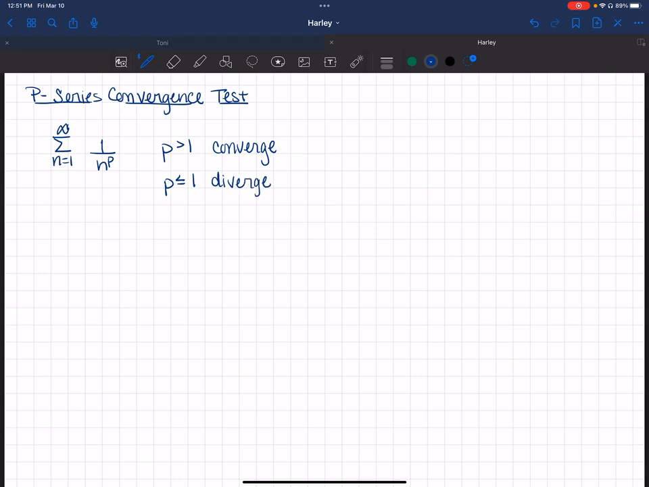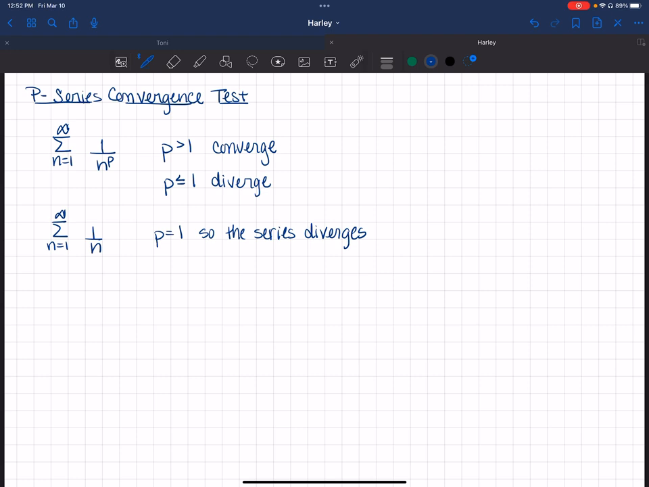Such as if I have the summation of n equals 1 to infinity of just 1 over n, and I ask you, is that going to converge or diverge? Well, you've got to tell me what p is to begin with. In this particular case, p equals 1, so the series diverges. And 1 over n is what we call a harmonic series, because it's going to be 1 plus 1/2 plus 1/3 plus 1/4 and so forth.